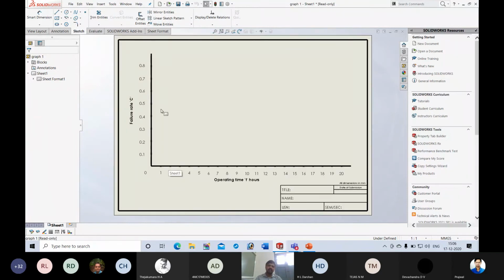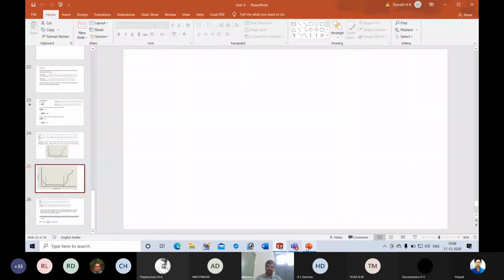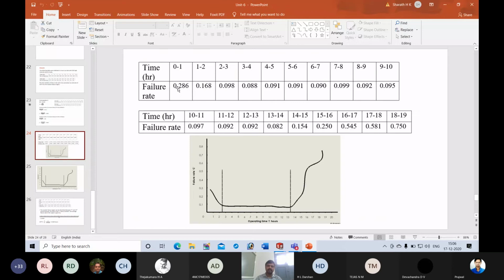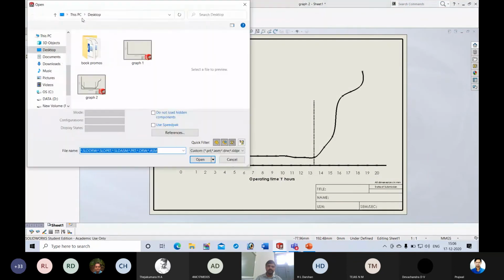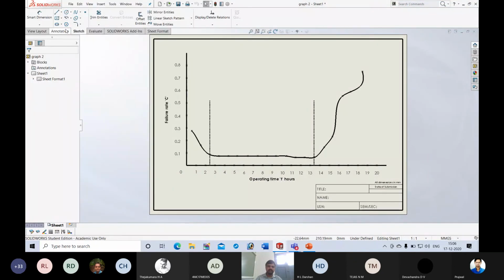You can plot like this. First choose a proper scale, 0 to 20 on the x-axis and 0 to 0.8 on the y-axis. Then consider the values. You have these values: for 0 to 1 you have 0.286, then 0.168, 0.098. Like this you have values. Consider these values and plot the graph.